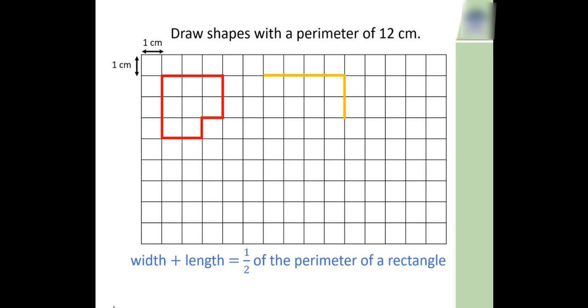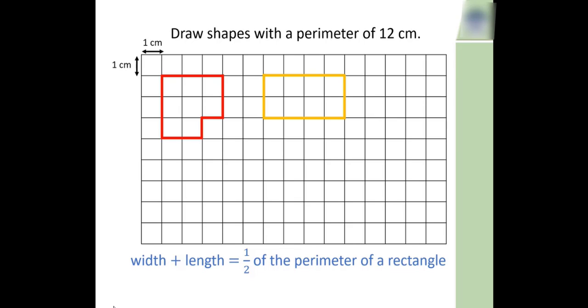Oh, I remember. The width plus the length of a rectangle is equal to half of the perimeter of a rectangle. 4 plus 2 is equal to 6, which is half of 12. So if I go back to the starting point, 4 plus 2, then the perimeter of my rectangle is 12.